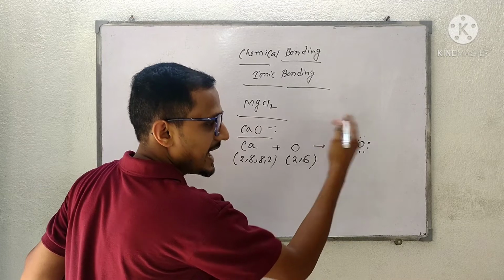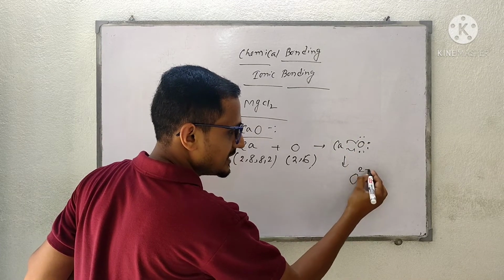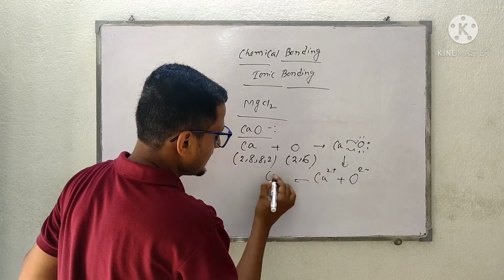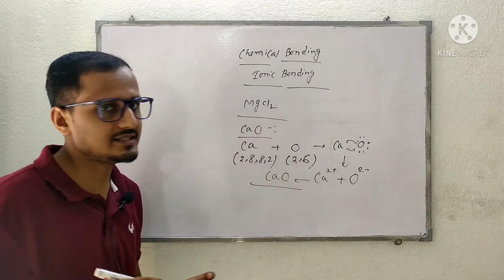Okay. So as this oxygen gets 2 electrons, it will be 2 minus, and calcium releases 2 electrons, so it will be 2 plus. So here, calcium oxide. Here it is calcium oxide.